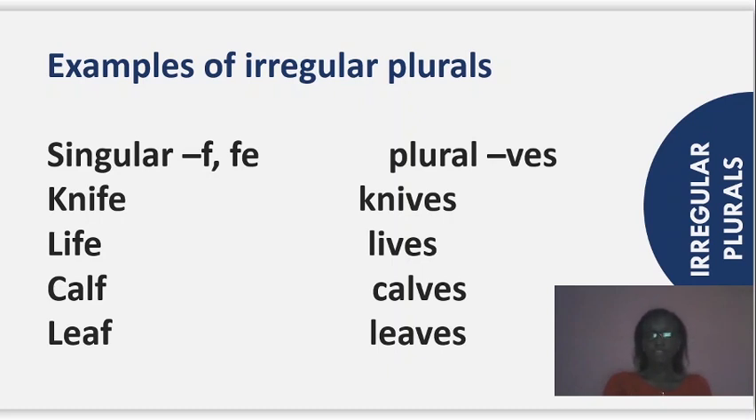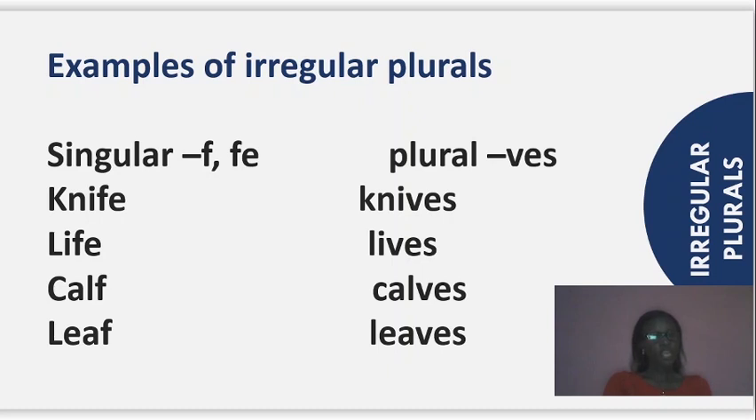Look at the word knife. For you to get the plural of knife, you need to change that f to v and then you put s. So knife becomes knives. The f has been changed to v, and because it already has an e, you just put s. Life is lives. F has been changed to v, and because it has e already, you just put s. But calf ends with f, and the f becomes v, but then you now add es. The same thing with leaf, it changes to leaves.